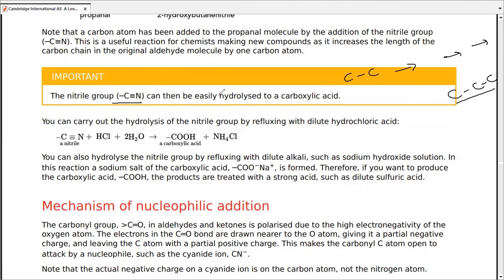So the nitrile group, which is then attached, can easily be hydrolyzed to a carboxylic acid in this kind of reaction. This is an acidic hydrolysis, and it would remove the nitrogen out of the structure in the form of NH4Cl. Now you can also hydrolyze the nitrile group by refluxing it with a dilute alkali, such as NaOH. If that happens, you are going to form a sodium salt of the carboxylic acid. So if I be exact with that, let's write it up.